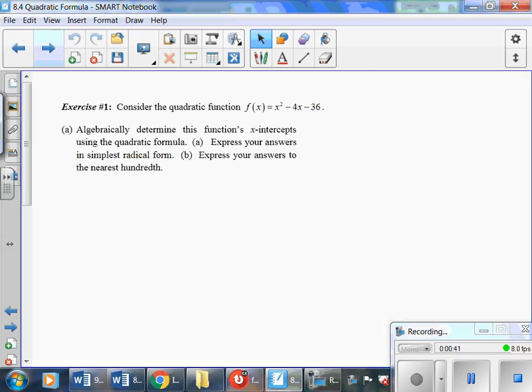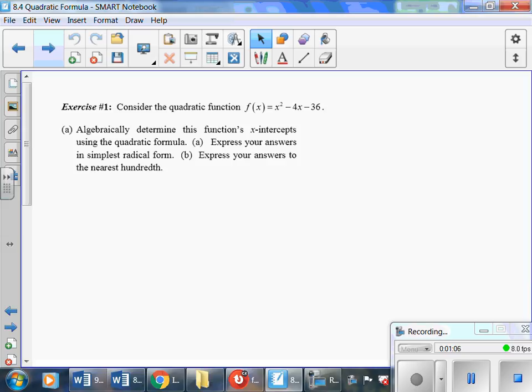We're going to consider the quadratic function f of x, and A says algebraically determine this function's x-intercepts using the quadratic formula. Now again, another way to call x-intercepts would be zeros, solutions, roots, all right? And express your answers in simple radical form and express your answers to the nearest hundredth.